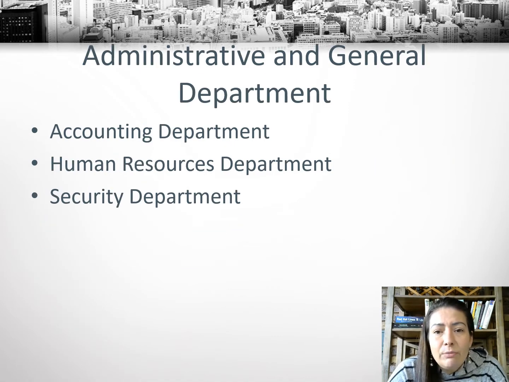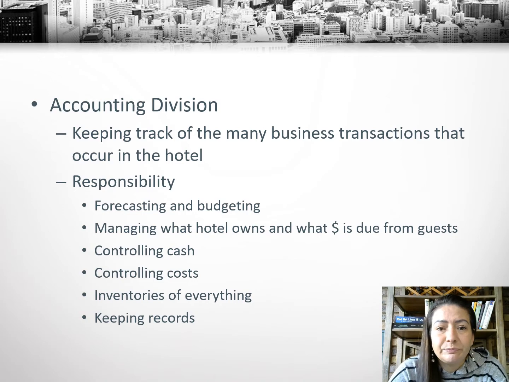Right, then we have your administrative and general department. Under these is your accounts department, your HR department, and your security department. So your accounts division, obviously we said your controller is in charge of this. They have to make sure that they keep track of all the business transactions that take place in the hotel. Money spent, money coming in. So they're responsible for forecasting, so planning ahead the future of the hotel, as well as budgeting. They have to manage what the hotel owns and also what money is due from guests.